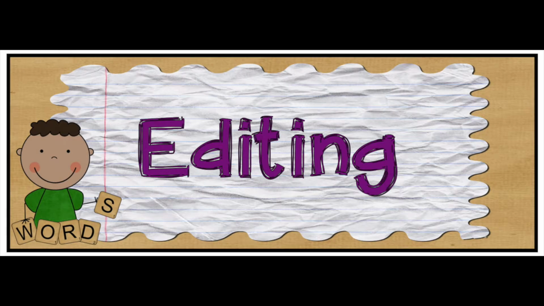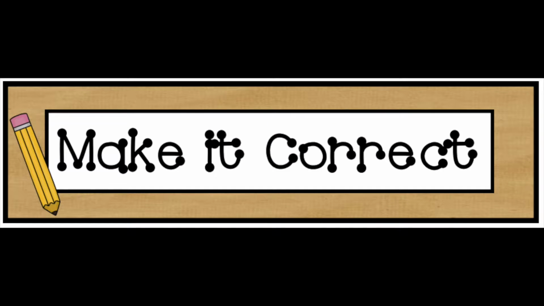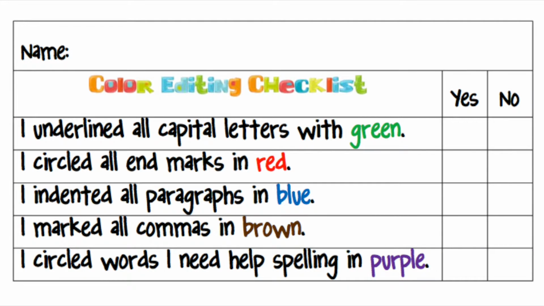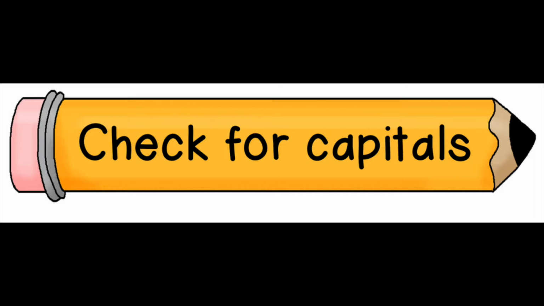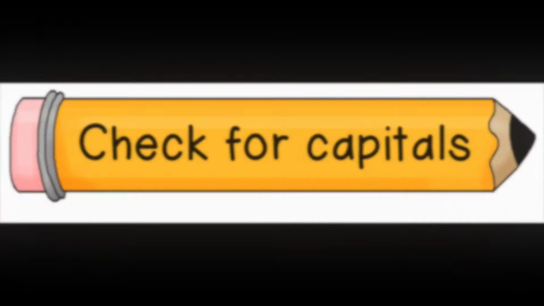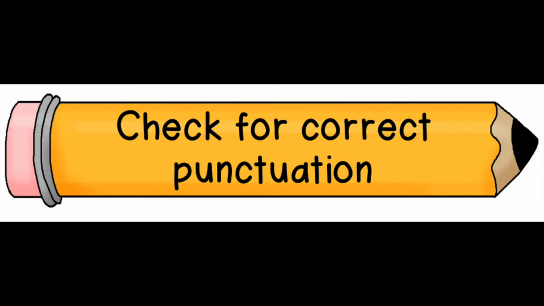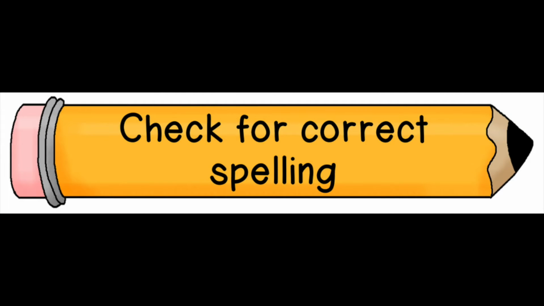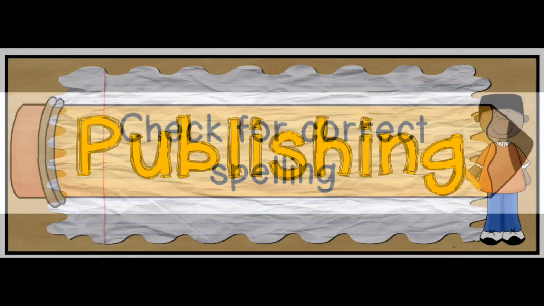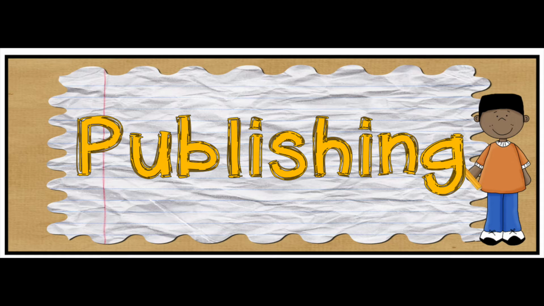The next step in the writing process is editing. This is where we make our piece correct. Here is an example of how we can edit our piece. We must check for capital letters. We must check the order of the words and sentences. Check for correct punctuation. And check for correct spelling. Once we have all this, we can move on to publishing.